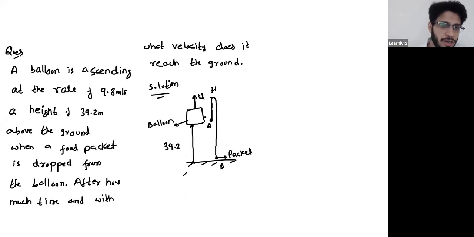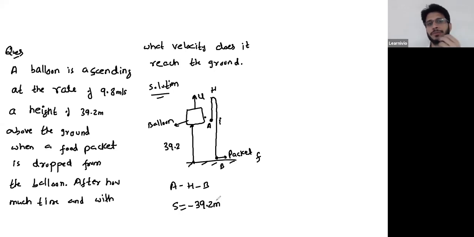Can you guess the total displacement of the packet when it strikes the ground, A to B? I'm considering motion from A to H and then H to B. It's 39.2, because displacement is the shortest path between the initial and final position. We don't care about the total journey. We just care about the initial point and the final point. So that is minus 39.2 meters. That's the total displacement.